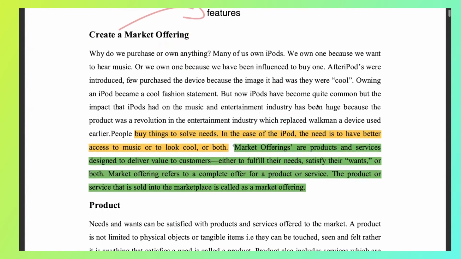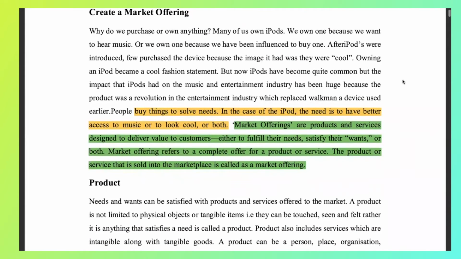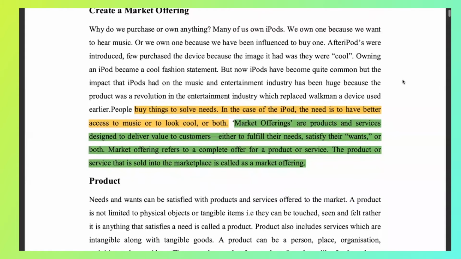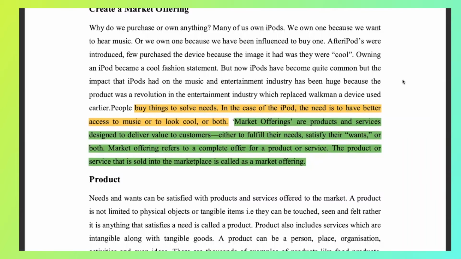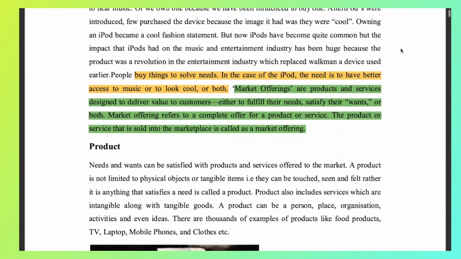Many of us use iPods, and we own one because we want to hear music. We buy iPods because we want to hear music, or because someone influenced us, saying this product is very nice and you should also buy it. So we also buy. After iPods were introduced, few purchased the device because it had an image; it was very cool. Now there is a certain section of society that sees everyone buying iPods and there's a trend, so even they buy iPods because it's very cool. So owning an iPod became a cool fashion statement.